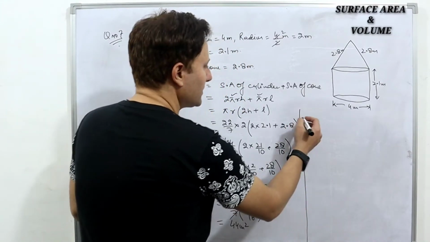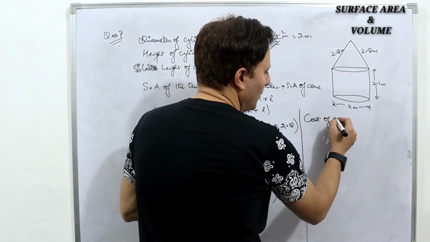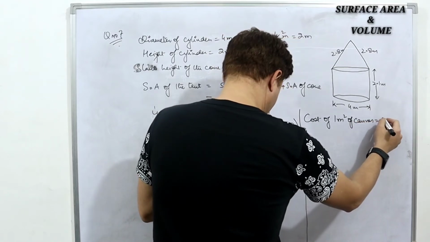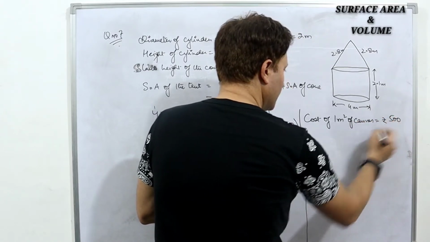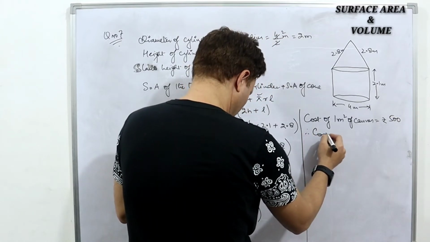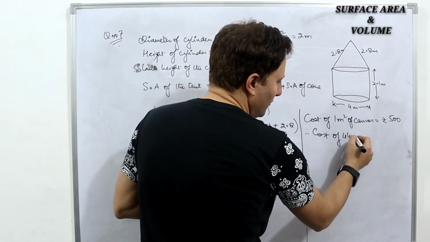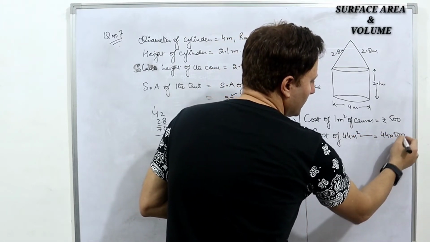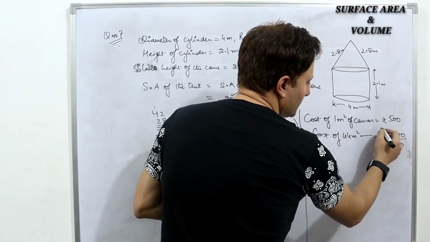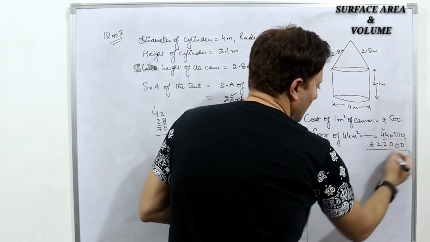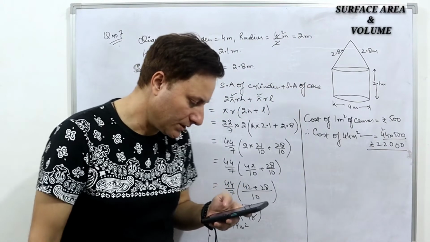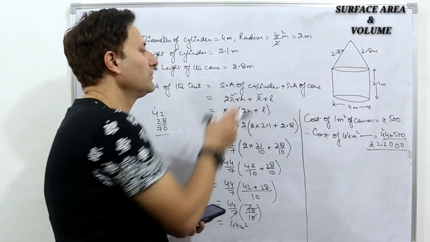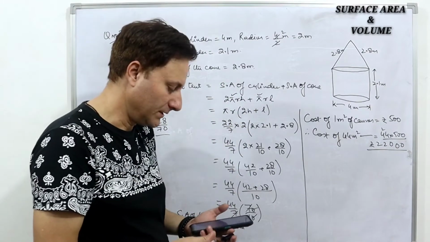Now what does it say? It says the cost of 1 meter square of canvas is rupees 500. Therefore the cost of 44 meter square of canvas will be 44 into 500, that is 22,000. So that is the cost. Rupees 22,000 is the cost of the canvas. Is that clear, guys? Very simple. You should know the formula, you should know how to make the figure, and this is done.